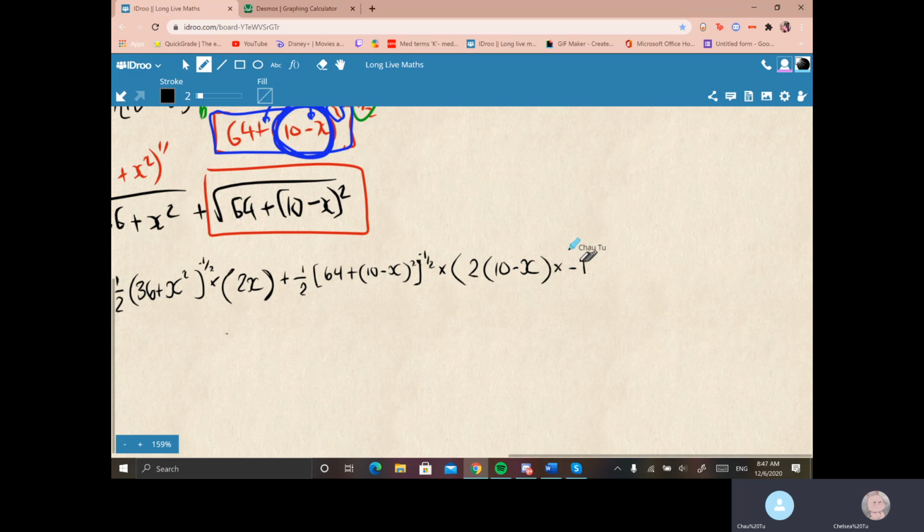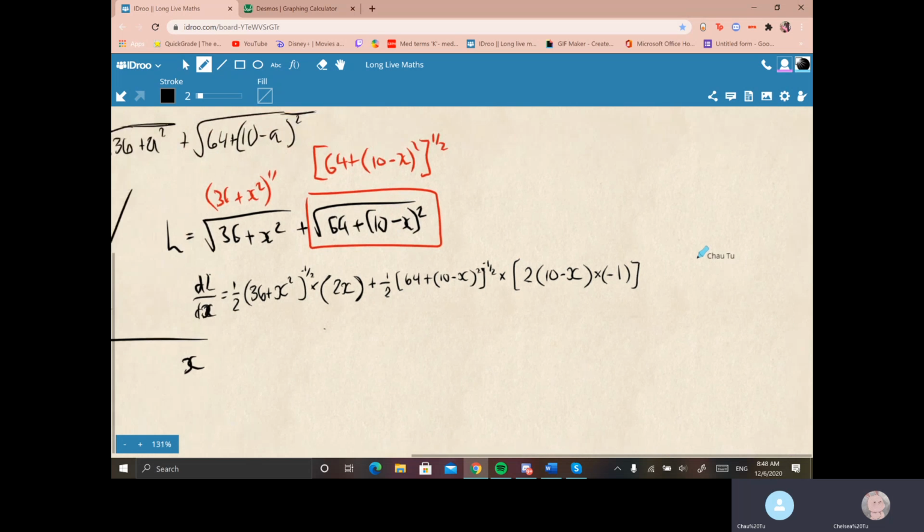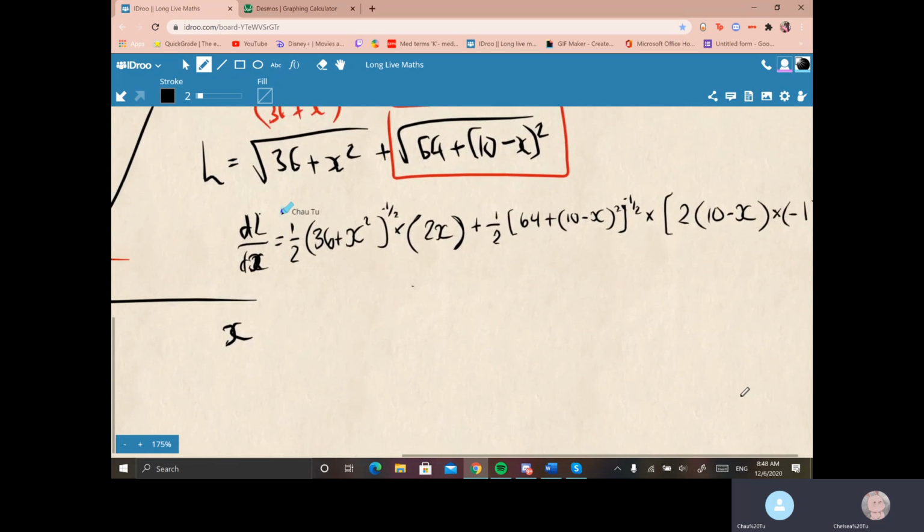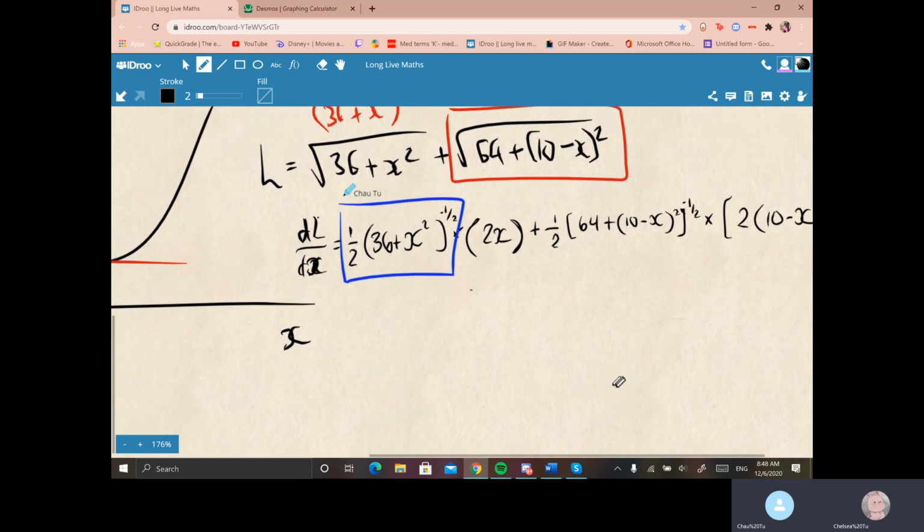In brackets, so it looks neater. Can you see that, Chelsea? That's how you differentiate that whole thing. It is ugly. We've got to tidy this up. But now, Chelsea, this is easy to tidy up. This bit here. How do you tidy this up?